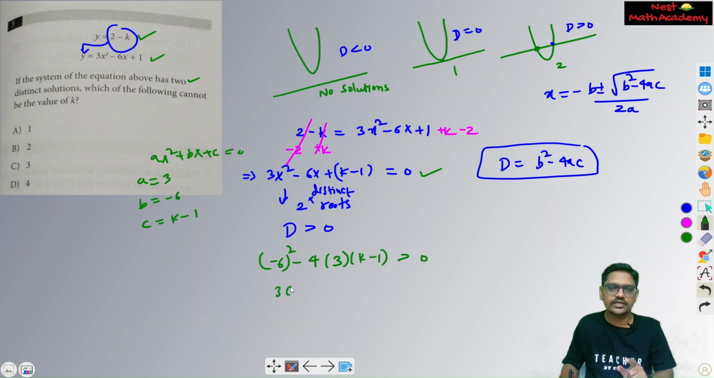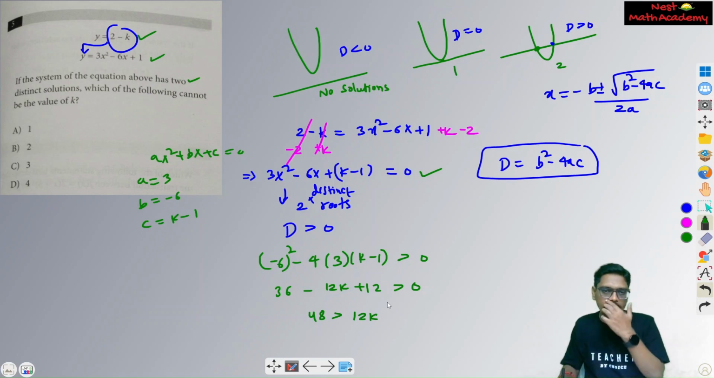Let's simplify this: 36 minus 12 times (k minus 1). I'll straight away multiply the 12 into the bracket, distribution. So 4 times 3, 12k, and negative, negative, two negatives become positive 12, is greater than 0. So adding 12k on both sides, 48 is greater than 12k. Adding 12k, this 12k cancels out, and on the right hand side I'll get 12k.